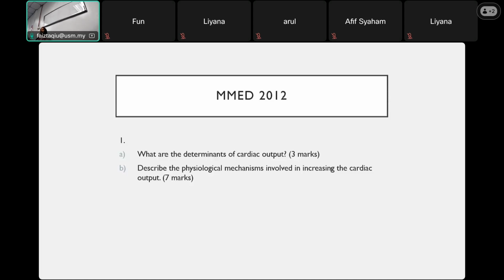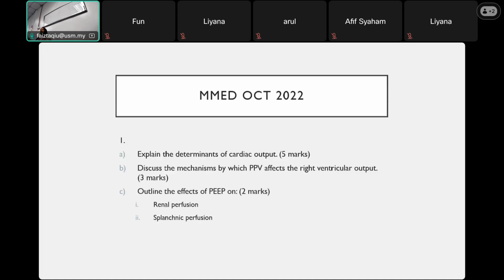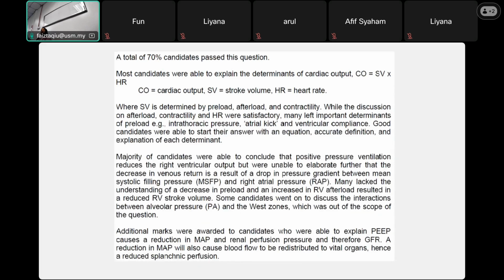Okay. So same question, 10 years later. Determinants of the cardiac output, and discuss mechanism by which PPV affects the right ventricular output and the effect of PEEP on the renal perfusion and splenic perfusion. Oh, I remember this. So this is the examiner's report. Ramai pass, 70% pass. So we start to explain determinants, start with the equation, and also explain about the preload, afterload, and contractility.